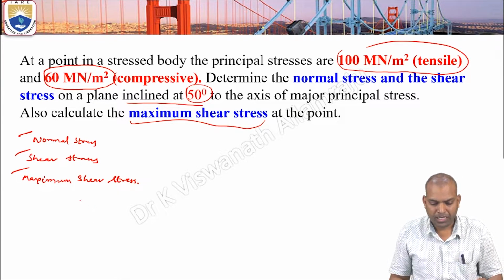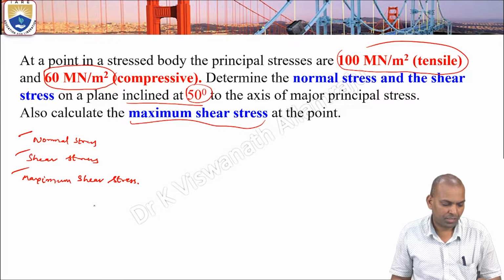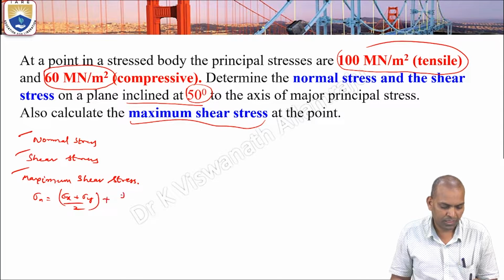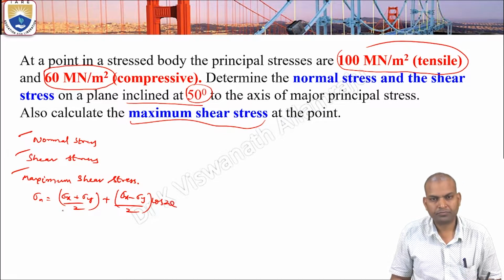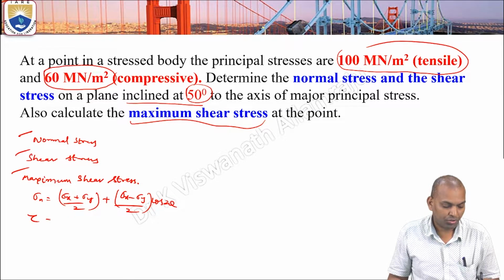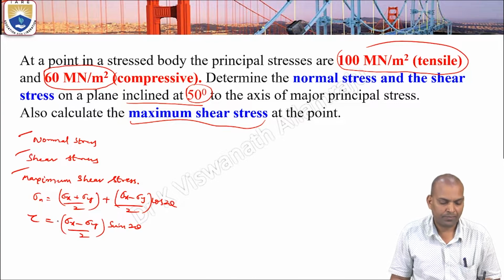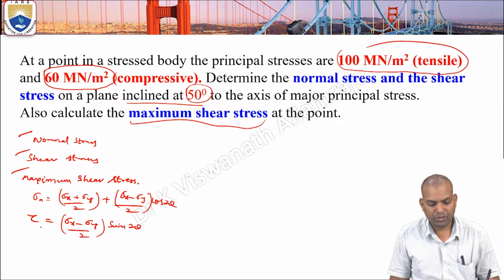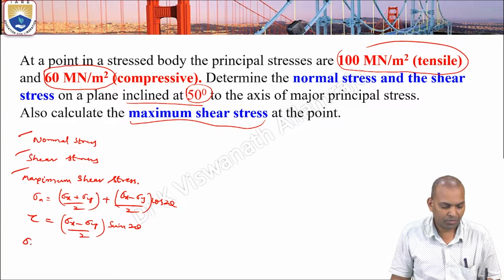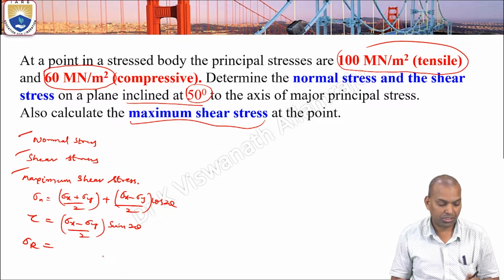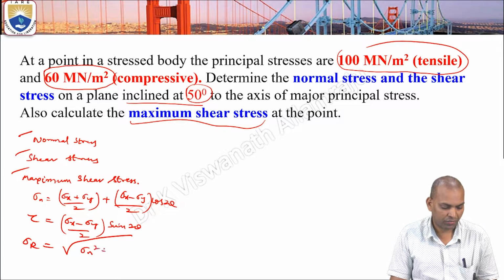The analytical solution for this is sigma n equals the average of the stresses, sigma x plus sigma y by 2, plus sigma x minus sigma y by 2 cos 2 theta. And tau, the tangential stress, equals sigma x minus sigma y by 2 sin 2 theta. One more thing: sigma r, which is not asked here, is the resultant stress, equal to the square root of sigma n square plus tau square.